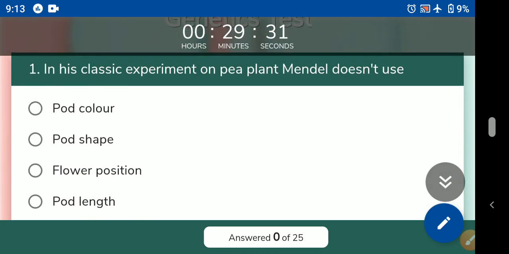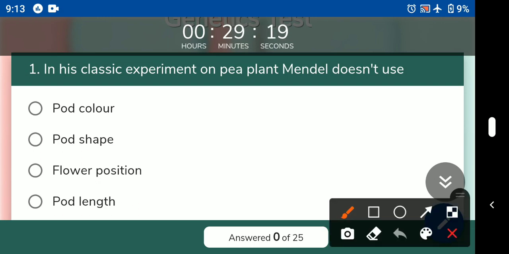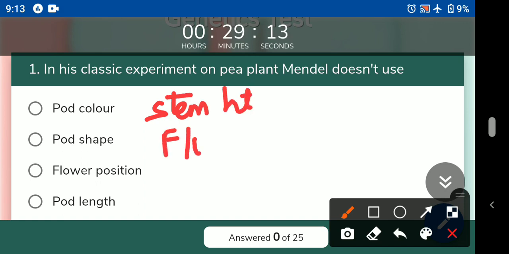Question number 1 was, in his classical experiment on pea plant, Mendel does not use. Mendel works on 7 contrasting characters. Out of these 7 contrasting characters, one was the stem height. If I am talking about flower, in flower he used two conditions. One was the color and one was the position.